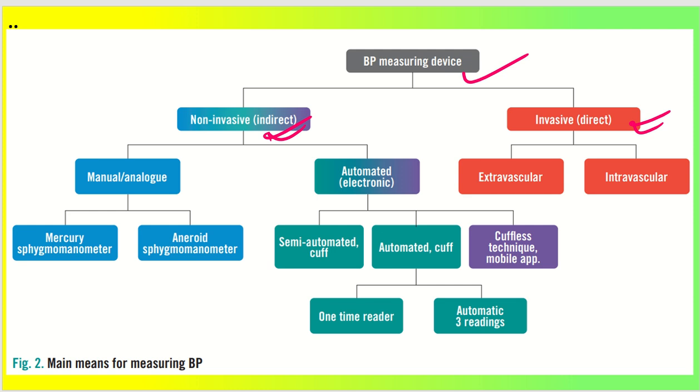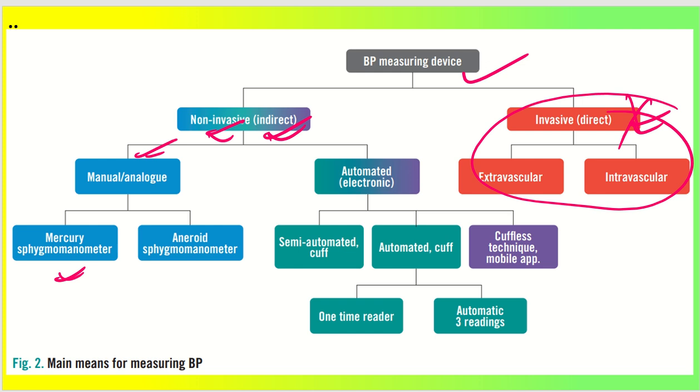So invasive devices are utilized only in the doctor's place, like hospitals and all, and we will not be talking about this at all. Okay, our aim is to talk about non-invasive, and non-invasive can be manual analog, which was earlier used with the mercury sphygmomanometer. Okay. In the same way, these days we utilize automatic devices a lot.